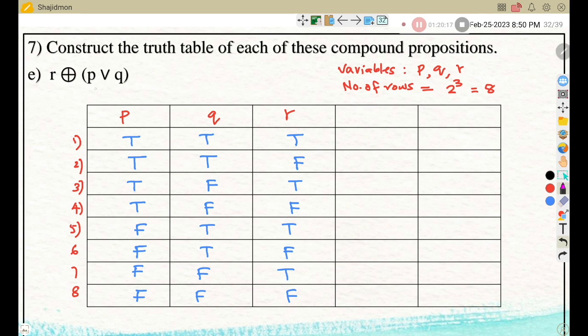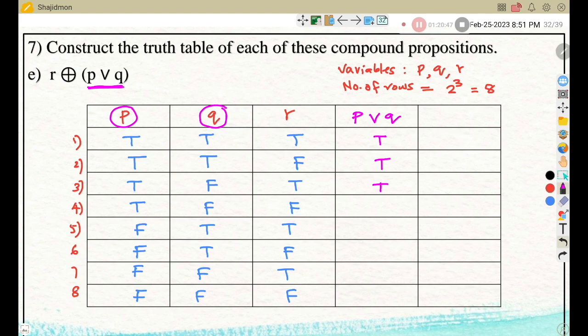First, what we need to do? We need to do the bracketed term, correct? That means P or Q. First preference for bracketed term. So P or Q, with the or symbol in between. True or true means true. Or symbol, if one of them is true, it is true, correct? True or false, true.